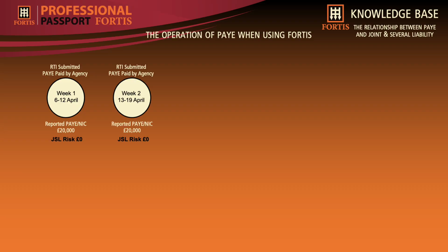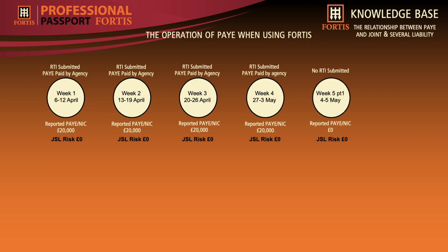We now look at the second pay run on the second week, and once again we can see the same situation where the RTI has been submitted, the PAYE liability of £20,000 has been fully settled by the agency, resulting in no joint and several liability risk. Now we run through this for the whole month, and you can see that each week, because of the reported earnings and submission of the RTI, there's a PAYE liability of £20,000 each week, and as this has been settled directly by the agency, at no point are they holding any risk of joint and several liability.